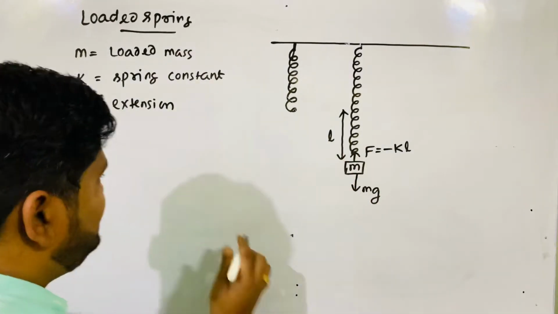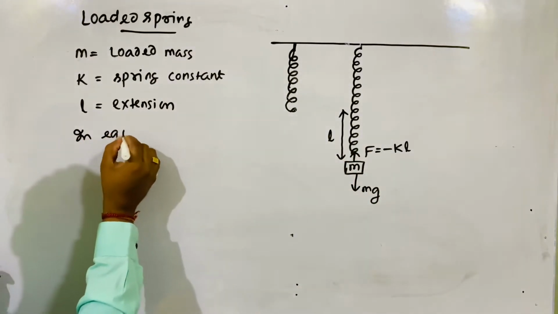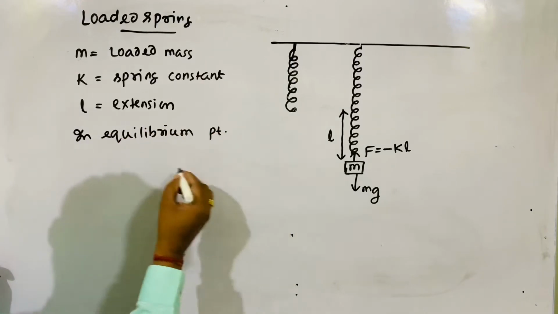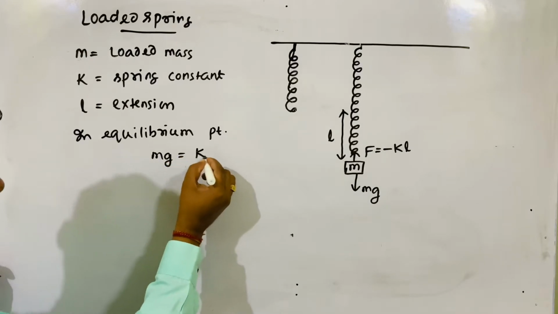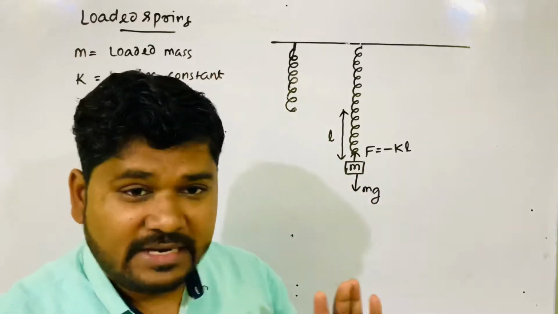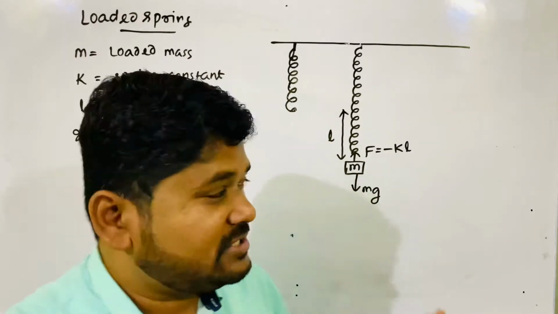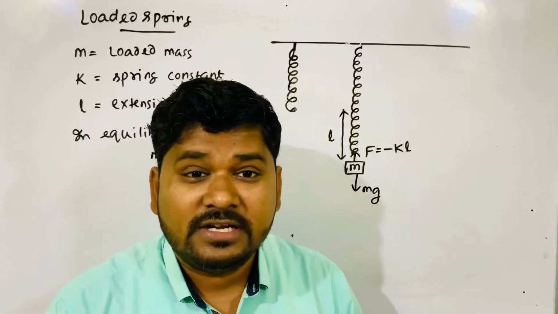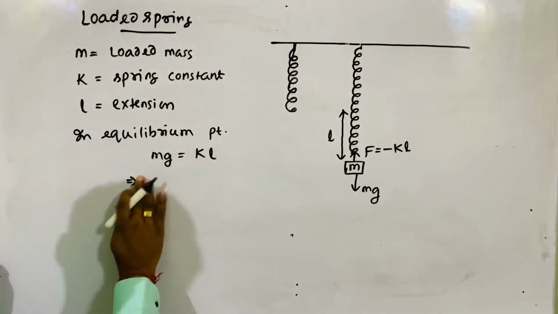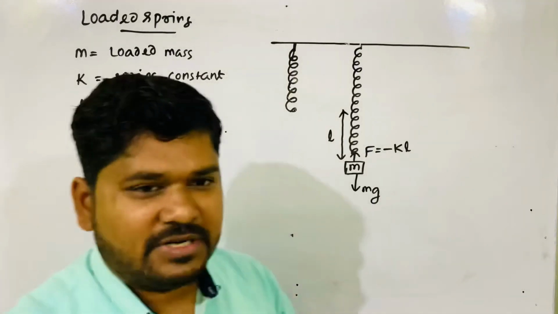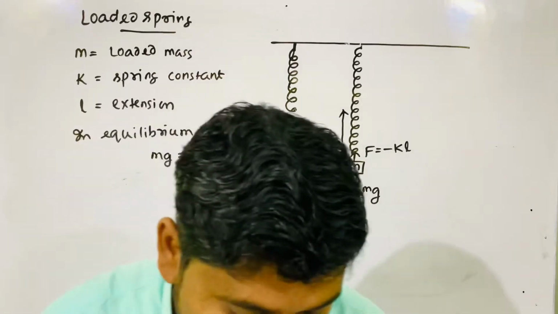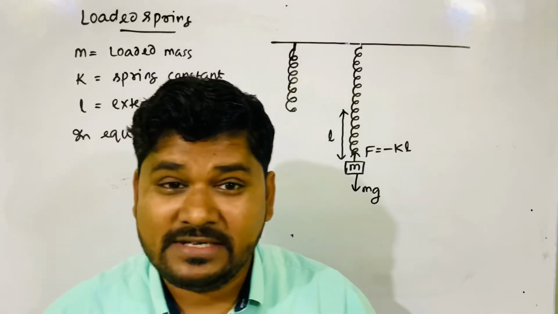But as it is equilibrium, in the equilibrium position, mg is equal to kL. The magnitudes of the two forces are equal. I have not taken any minus sign because the two forces cancel each other. So mg is equal to kL. You keep it like this, it is required for us. Remember, this is in the equilibrium position.